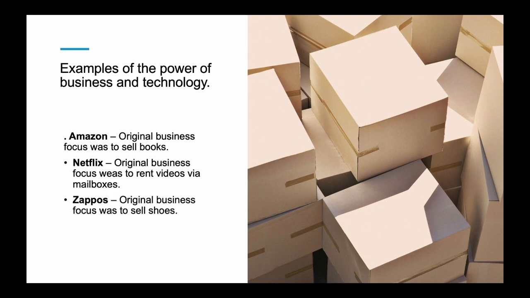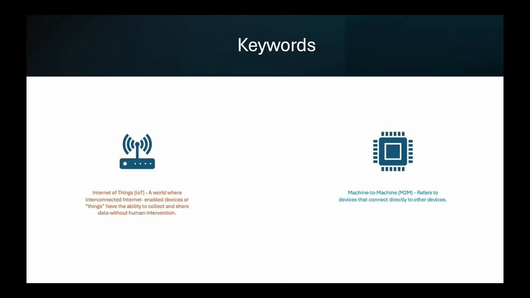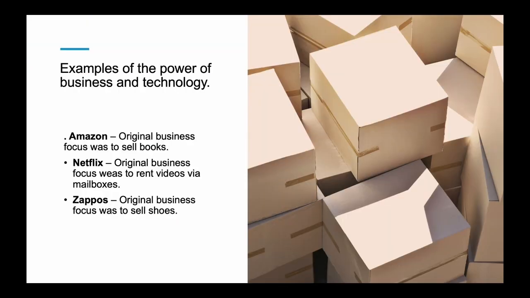These are examples of businesses that were once small and grew using technology, such as Amazon, Netflix, and Zappos. Amazon's original business focus was to sell books. Netflix's was to rent videos via mailboxes, and Zappos' original business focus was to sell shoes. Throughout time, they grew bigger and bigger and became more popular through technology.